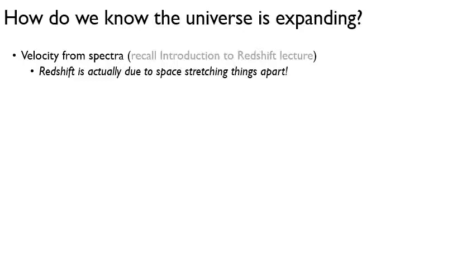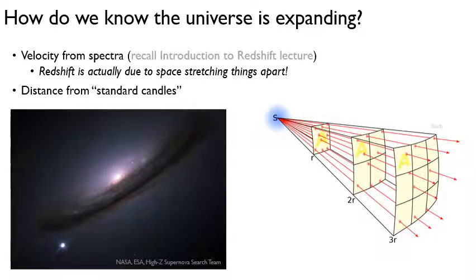So the velocity, the way we do that, we've actually already covered back in the Introduction to Redshift lecture. You'll recall that we can look for atomic lines of a known wavelength, and that wavelength is shifted based on the velocity. If it's moving away from us, that's known as a redshift. Now, one thing to note is this redshift is actually due to space stretching things apart. So don't think so much of cars driving away from each other. Think more of the chocolate chips in a muffin, right? Space itself is expanding.